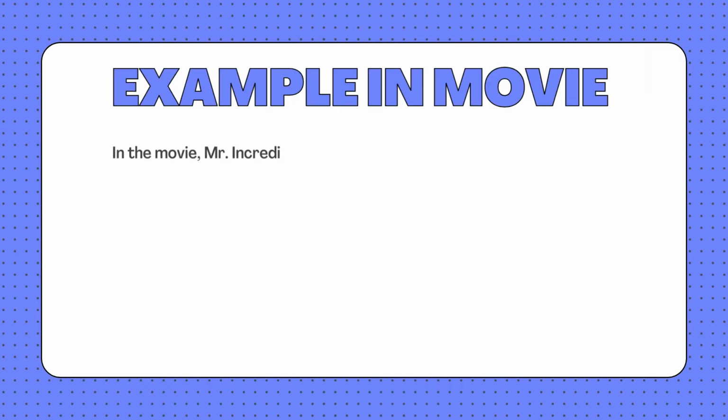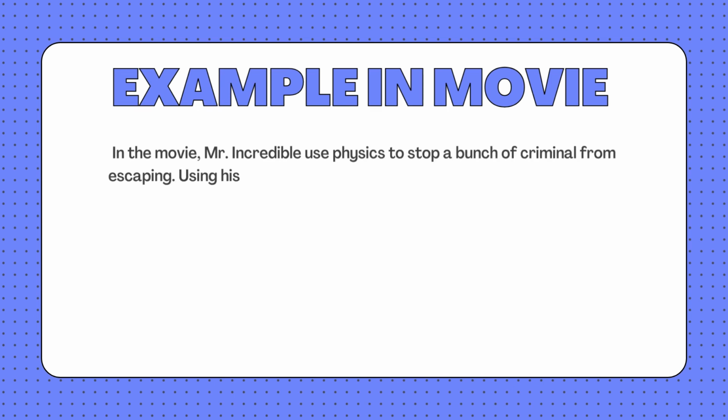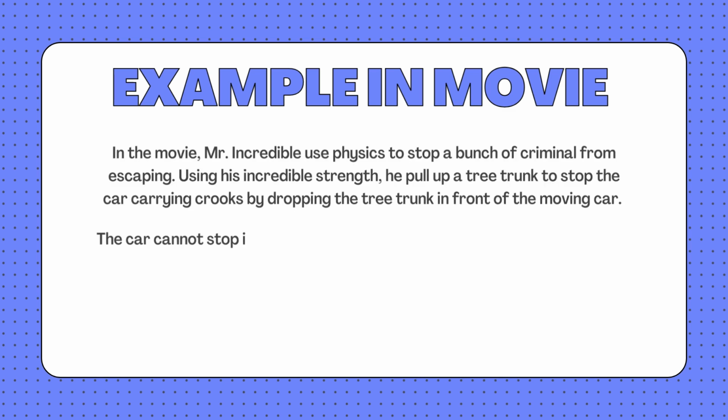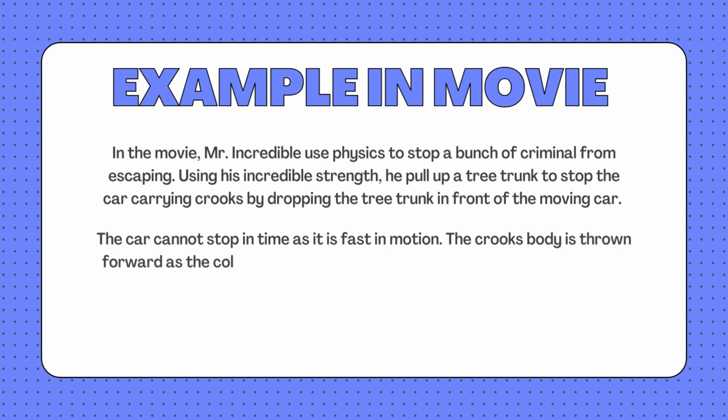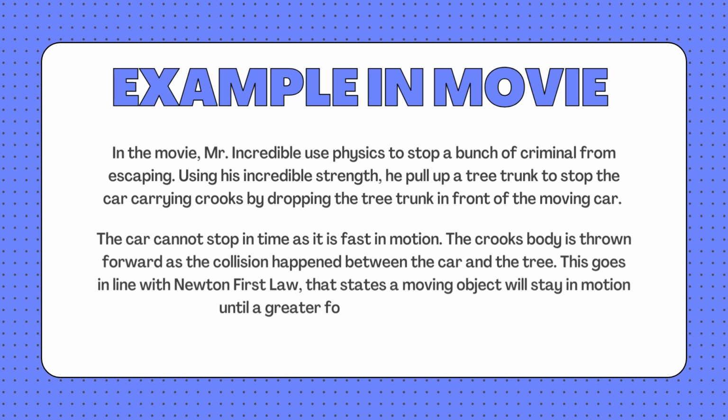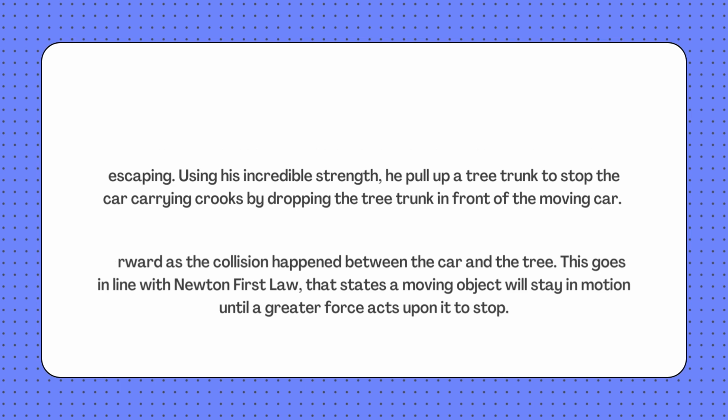Example in the movie, Mr. Incredible used physics to stop a bunch of criminals from escaping. Using his incredible strength, he pulled up a tree trunk to stop the car carrying crooks by dropping the tree trunk in front of the moving car. The car cannot stop in time as it is fast in motion. The crook's body is thrown forward as the collision happened between the car and the tree. This goes in line with Newton's first law, which states a moving object will stay in motion until a greater force acts upon it to stop.